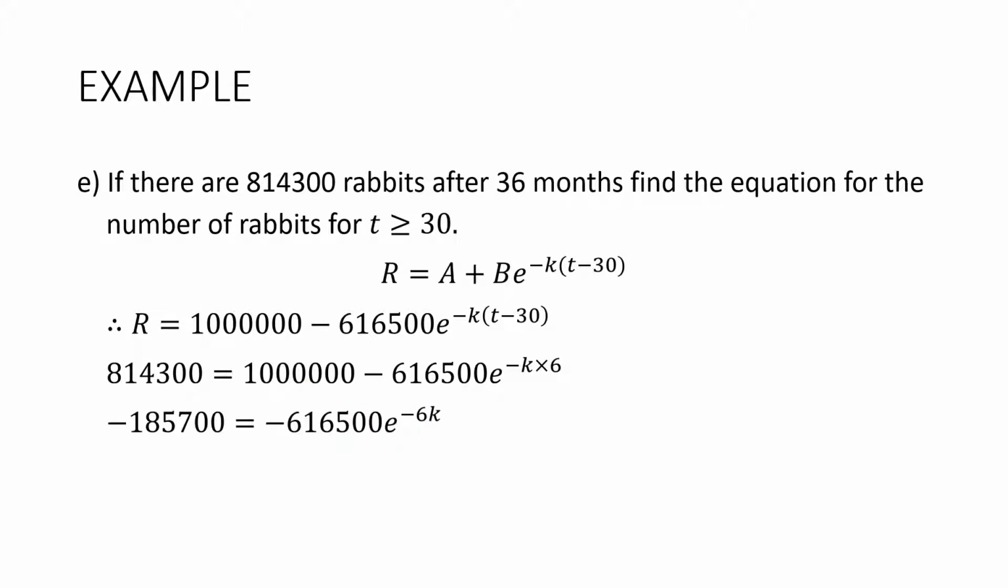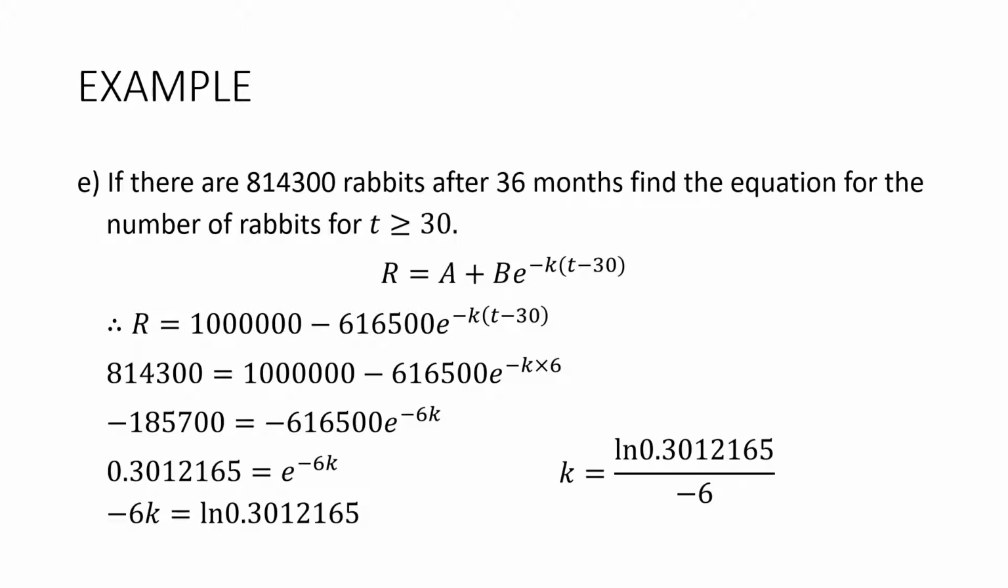Subtract 1 million from both sides. Divide by this number. Take logs of both sides. Divide by negative 6. k is equal to 0.2. So when we substitute that in up here, that's going to be our last piece of information. So R will equal 1 million take away 616,500 e to the negative 0.2, and then in brackets t minus 30.